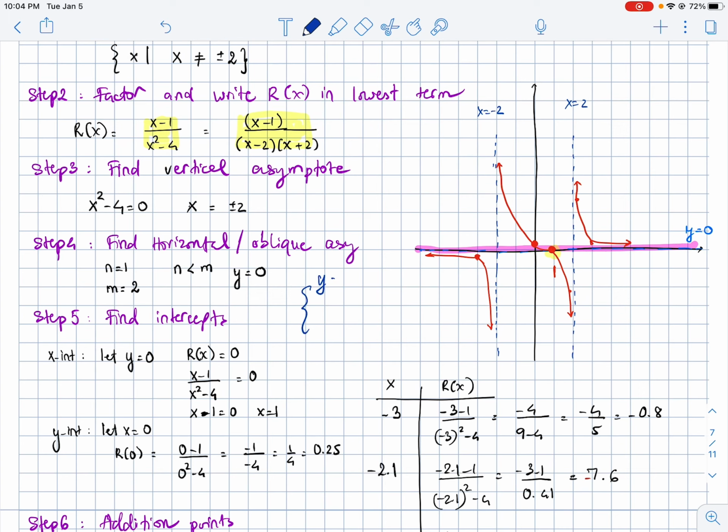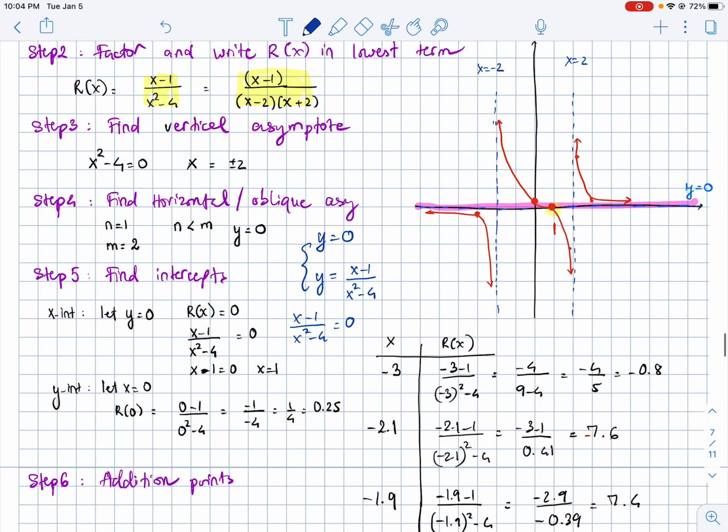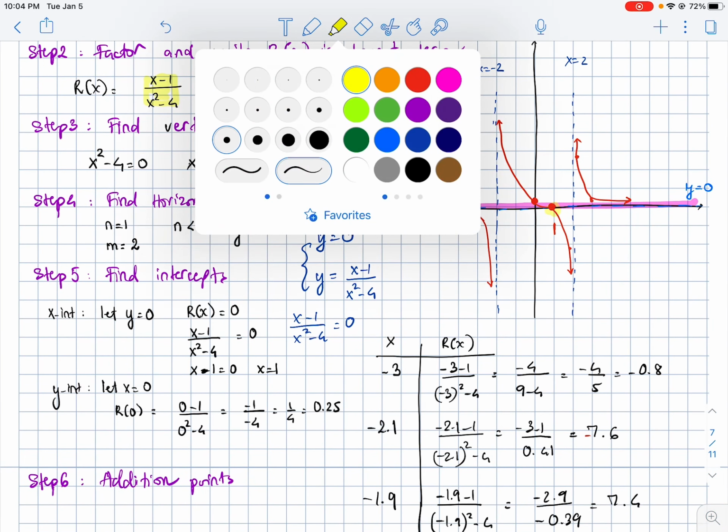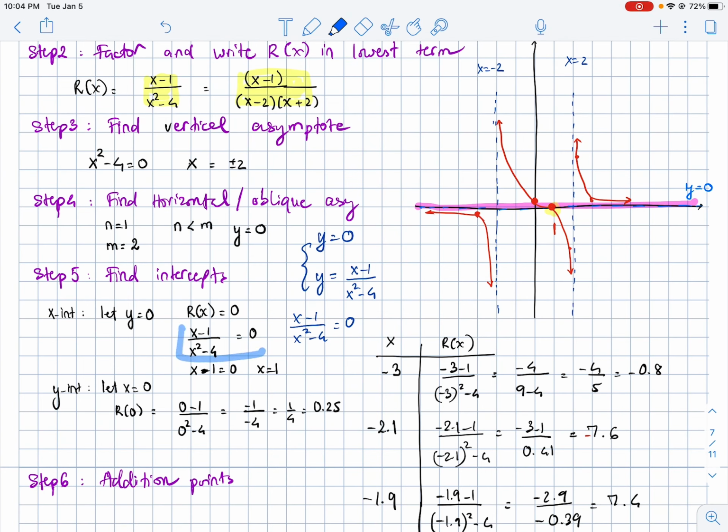You write down the two equations, y equals 0, which is the horizontal asymptote, and the function y, which is the rational function x minus 1 divided by x squared minus 4. Then you set both of them equal to each other and solve for x. But in order for this to equal 0, you actually already did that. Okay, so let me tell you where. It's right here. You already solved this. So that's why you already found it during the process in step 5. But in the other problem, we did not have that. So that's why we need to solve for the point where the graph meets the horizontal asymptote.